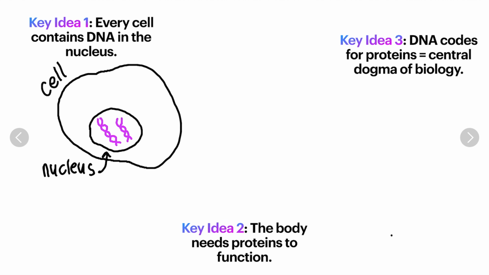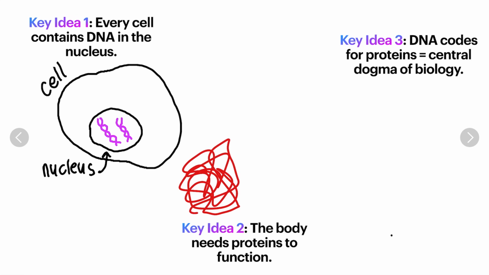Key idea number 2 is that your body needs proteins to function. And what's cool about proteins is that they have many different shapes. Basically each shape determines what job it does. And for every job that your body needs to get done, there's probably a protein to do it.